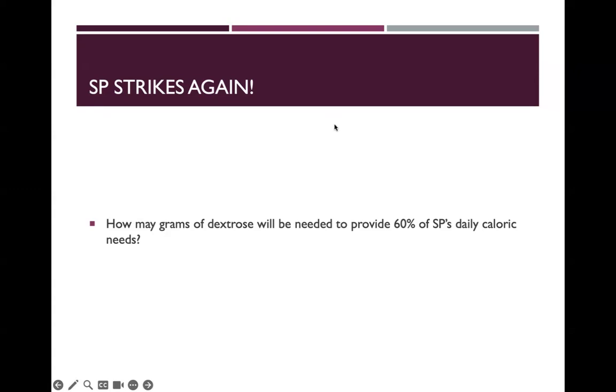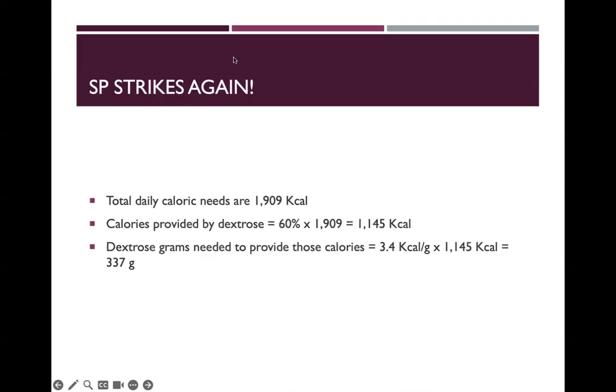I'm getting very different answers. All right, so let's do that quickly. So we said the total caloric needs for the whole day are 1909. The question is saying she's going to get 60% of those from carbohydrates. So first, let's calculate 60% times 1909.